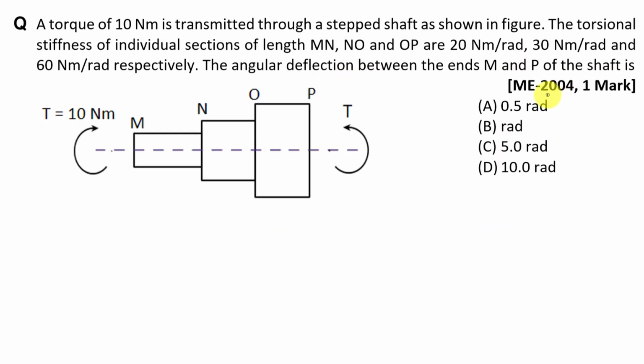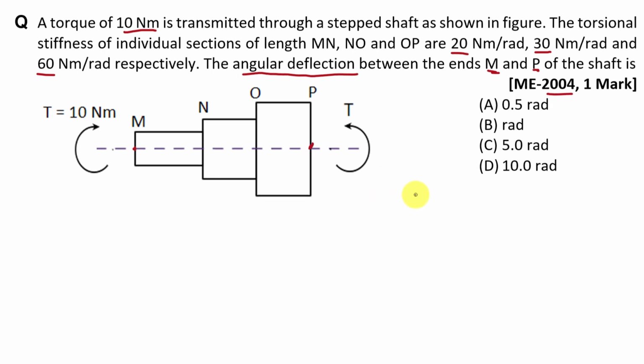Next question is from year 2004. A torque of 10 Newton meter is transmitted through a stepped shaft as shown in the figure. The torsional stiffness of individual sections of length MN, NO and OP are 20, 30 and 60, having unit Newton meter per radian respectively. Fine. Here we have to find the angular deflection between ends M and P of this shaft. Means we have to find angular displacement between this point and this point.